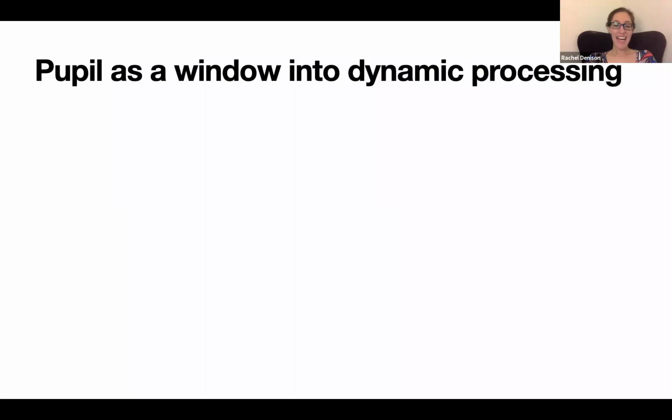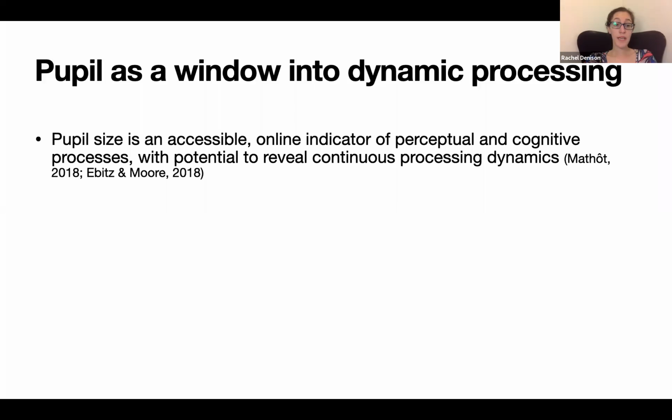And today, I'd like to ask how we might use the pupil as a window into this kind of dynamic processing. So pupil size is an accessible online indicator of perceptual and cognitive processes, which has potential to reveal continuous processing dynamics, including anticipatory dynamics that are not accessible from behavior alone. So in my talk today, I'm going to be focusing on these perceptual and cognitively driven pupil responses that occur even in the absence of luminance changes.